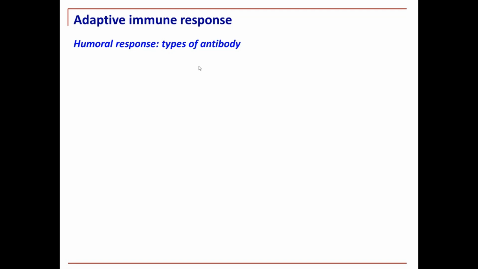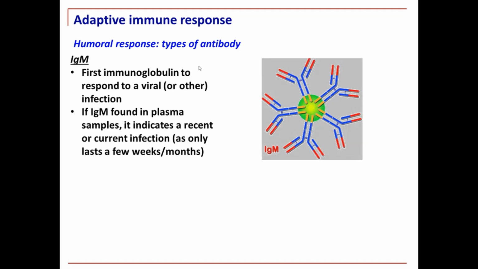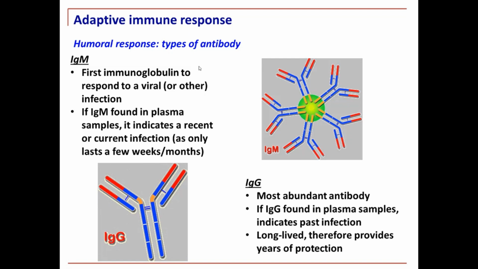So what are the types of antibody that we're most concerned about? Of course we have our IgM. This is the first immunoglobulin to respond to a viral or other type of infection. So if IgM is found in plasma samples, it indicates a recent or current infection, as it only lasts generally a couple of weeks. IgG, as you'll know, is the most abundant antibody, making up about 75% of the plasma immunoglobulins. It's found in plasma samples and it's indicative of a previous or past infection. It's long-lived and therefore helps to provide years of protection. And that's what you're trying to stimulate, as well as memory cells. You're stimulating IgG to sit around as part of a vaccination protocol, for example.